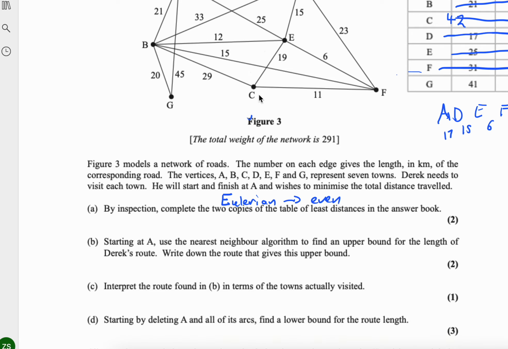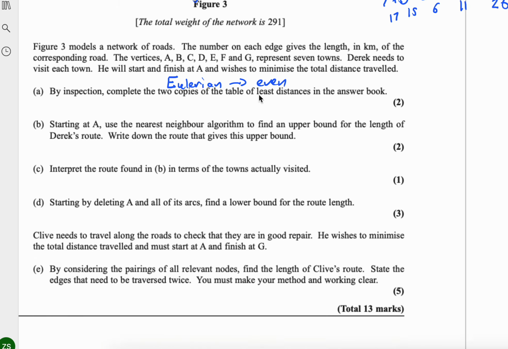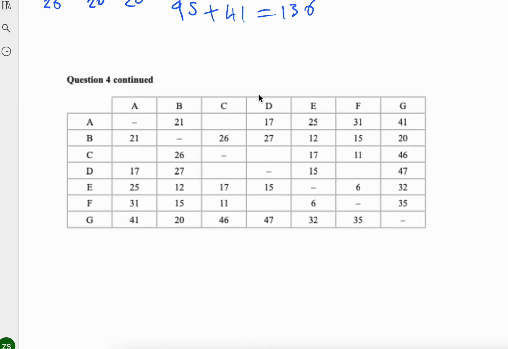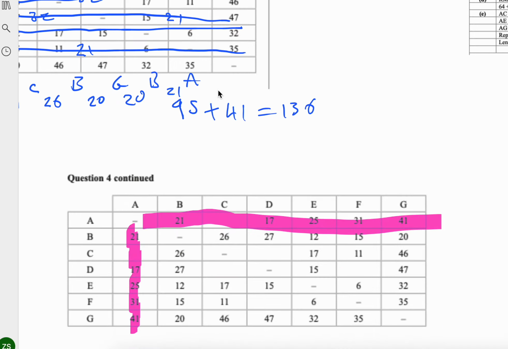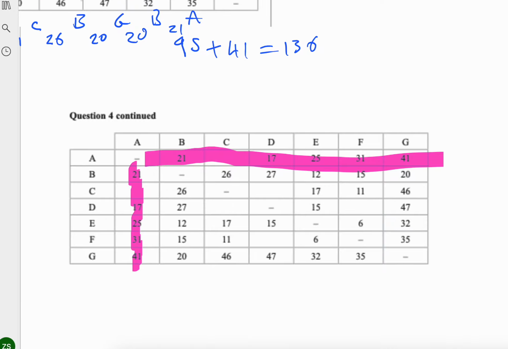Okay, start by deleting A and find a lower bound for the route. So let's look at this. We're going to delete A, and we found a lower bound for the route. So where are we starting? Fill in the numbers we did before. What numbers did we get? 32 and 21, right?